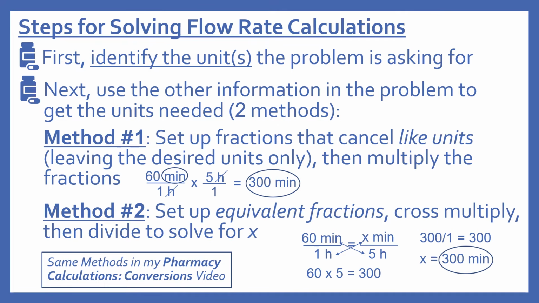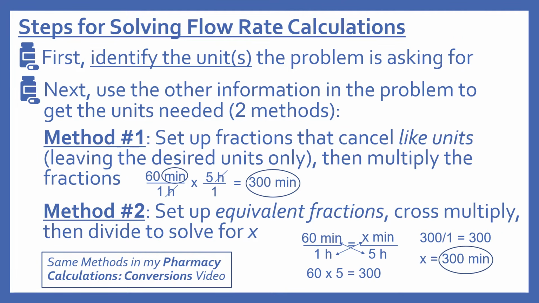Now we'll look at the steps for solving flow rate calculations. First, you want to identify the unit or units the problem is asking for. This could be just a single unit such as milliliters or hours, or it could be multiple units such as milliliters per hour. Next, you want to use the other information in the problem to get the units needed. There are 2 methods for this. If you've seen any of my other pharmacy calculations videos, you'll recognize these methods are from my conversions video. So it's the same exact methods.